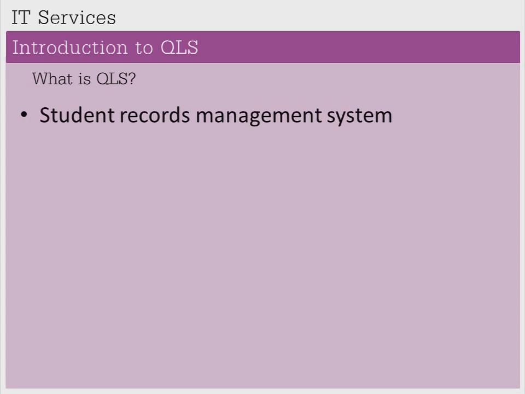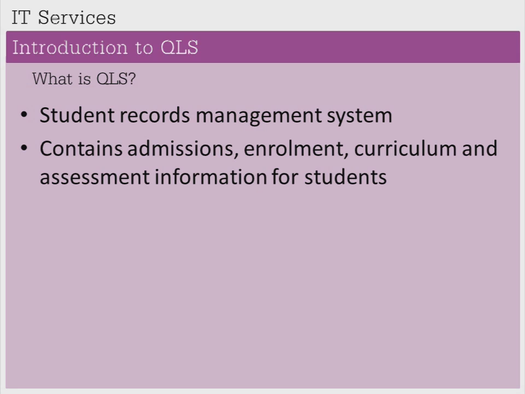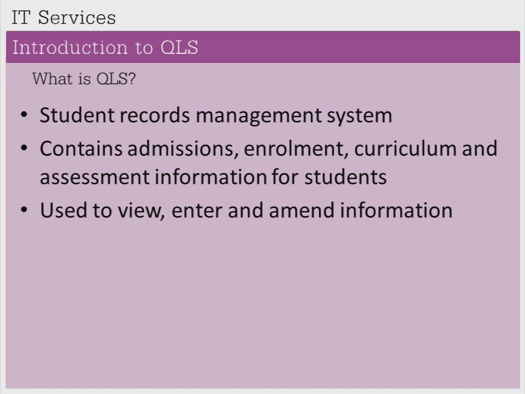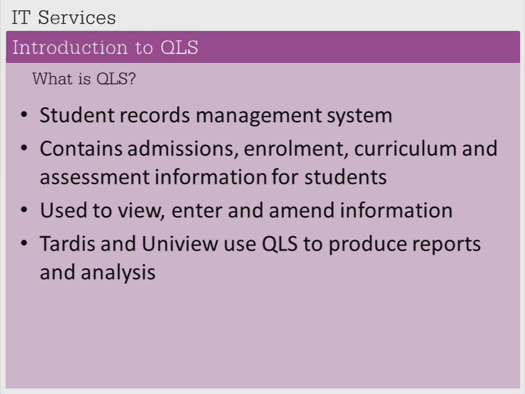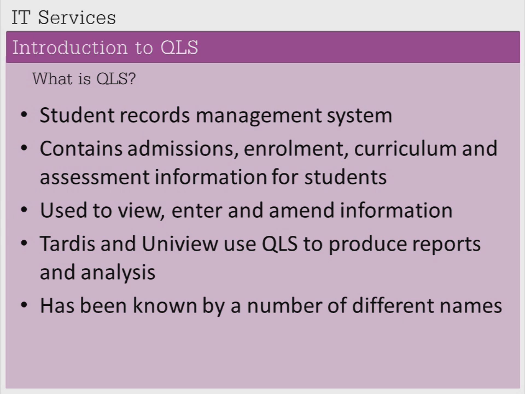QLS is the student records management system used within MMU. It contains information relating to admissions, enrolment, curriculum and assessment. QLS is primarily used to view, enter and amend information. Then other systems such as TARDIS and UniView are used to produce reports and analysis of the information contained within QLS. Since the adoption of QLS by the university, the software has been known by a number of different names, including Aggresso, Curadis, Distinction and Unit 4. All of these names refer to the same system.